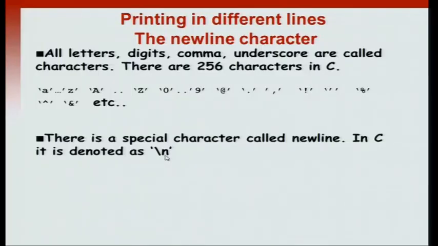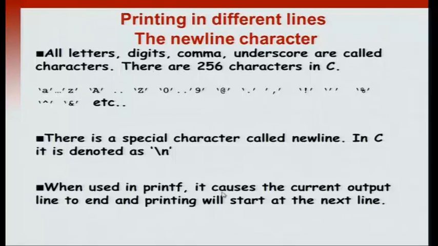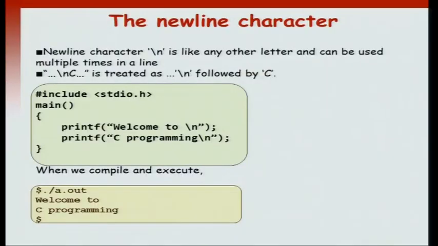Okay, so notice that there are two kinds of slashes on your keyboard, and the new line character is denoted as \n. So even though it is a single character, it is denoted by 2 letters. When used in printf, it causes the current output line to end, and then printing will start from the new line. Okay, so it is something which says the current line has ended. Now whatever you have to print, print it on the next line. The new line character \n is like any other letter and can be used multiple times in any particular line.